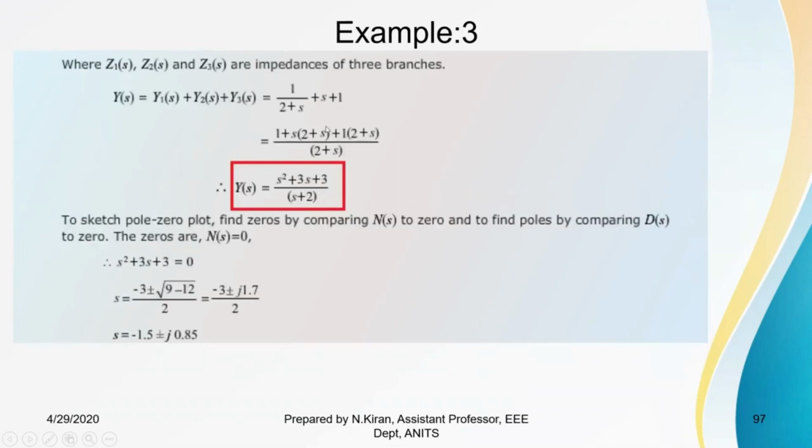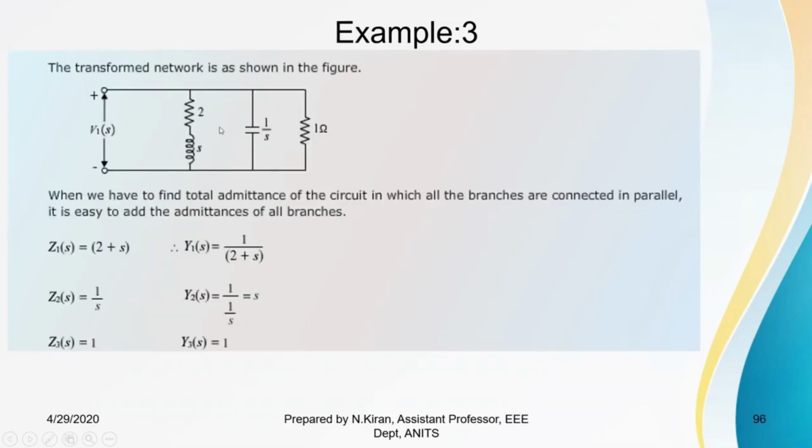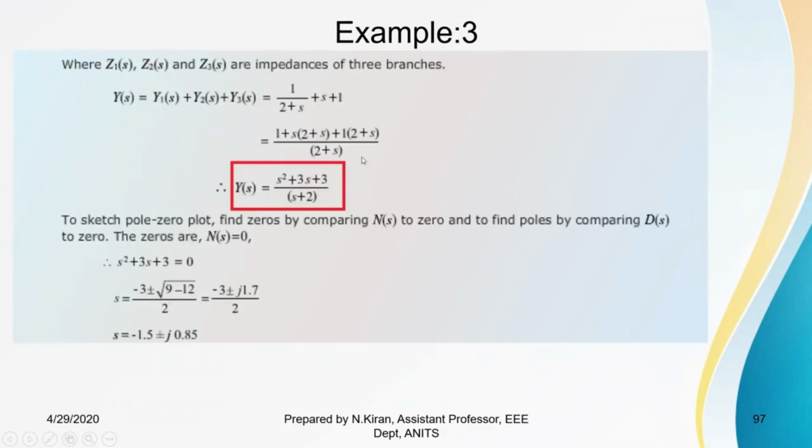Next, since all are in parallel, I can add Y1 plus Y2 plus Y3 in order to get Y(s). Remember, I can do this only when all the branches are in parallel. If they are not in parallel, we cannot add the admittances. On simplification, I get Y(s) = (s^2+3s+3)/(s+2).